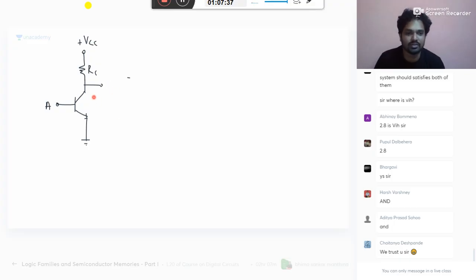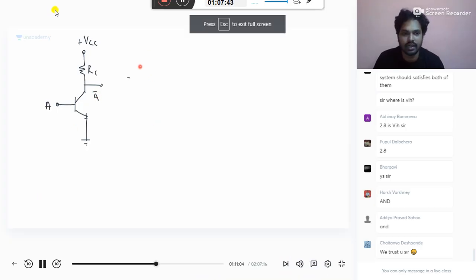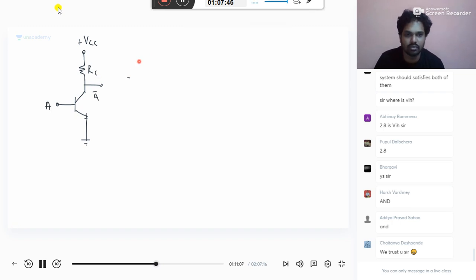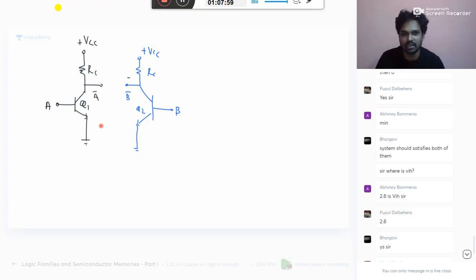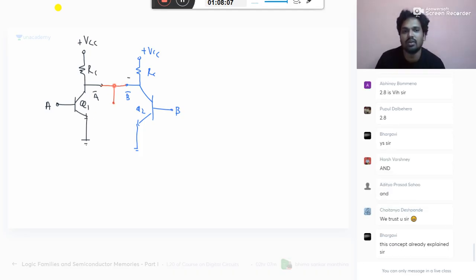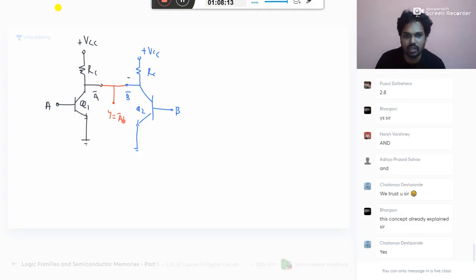So this is A bar, right? Now let us take one more gate. This is B bar. Okay, up to this clear now, everybody? Now I take a wire, connect them. What is this output? I want to prove it is A bar into B bar. Okay, let me prove it.